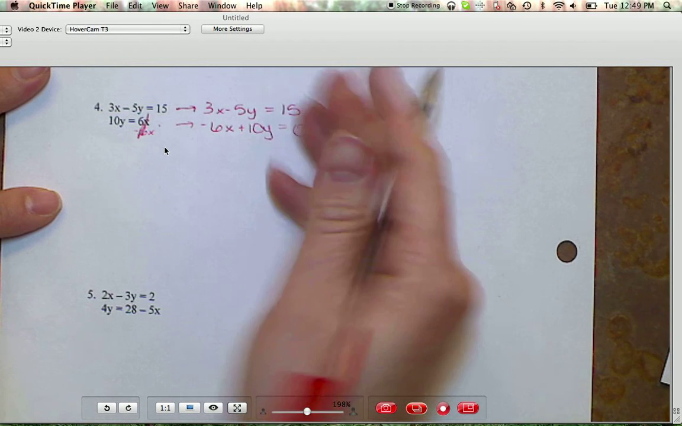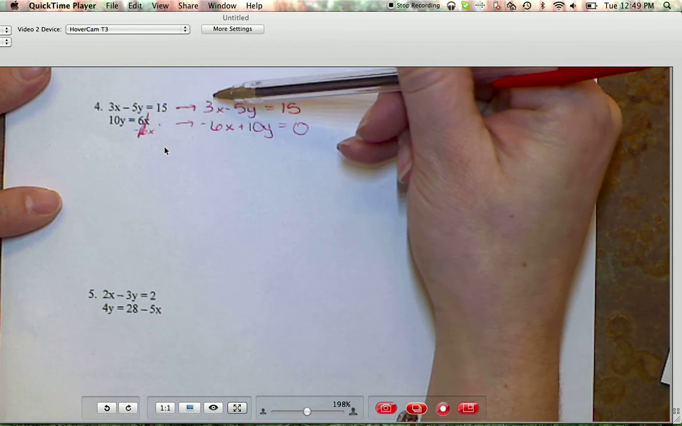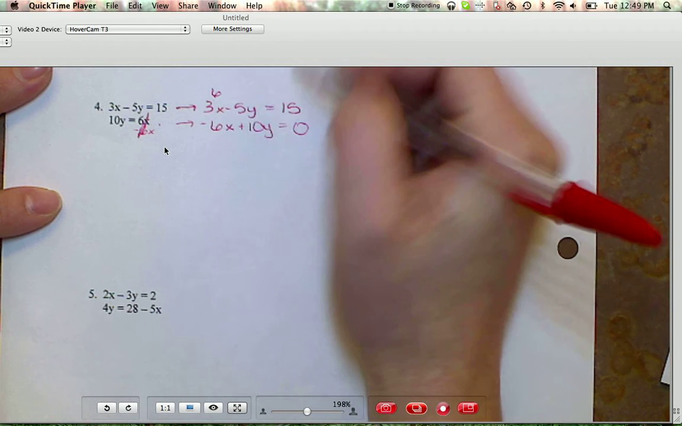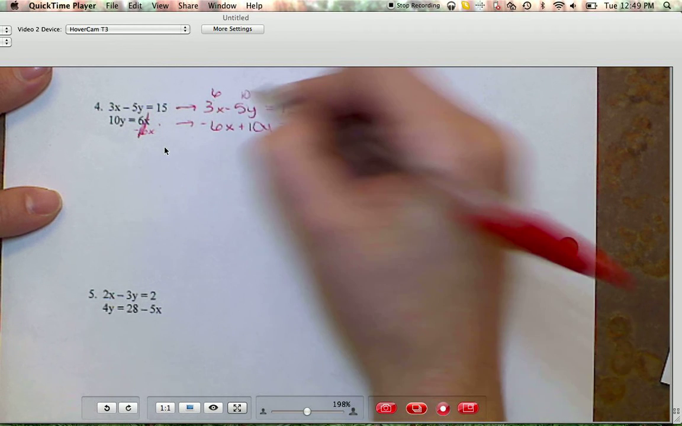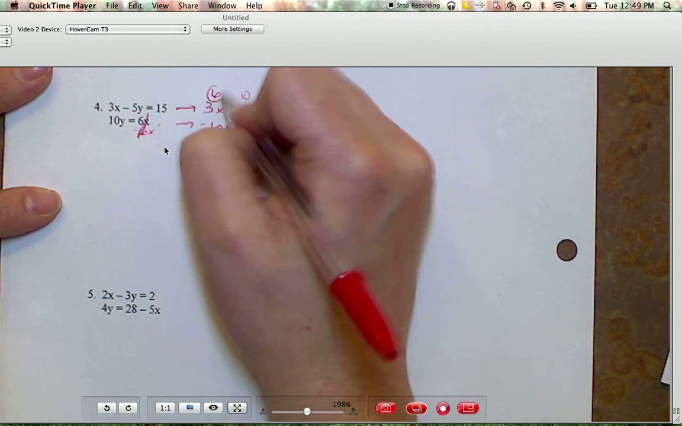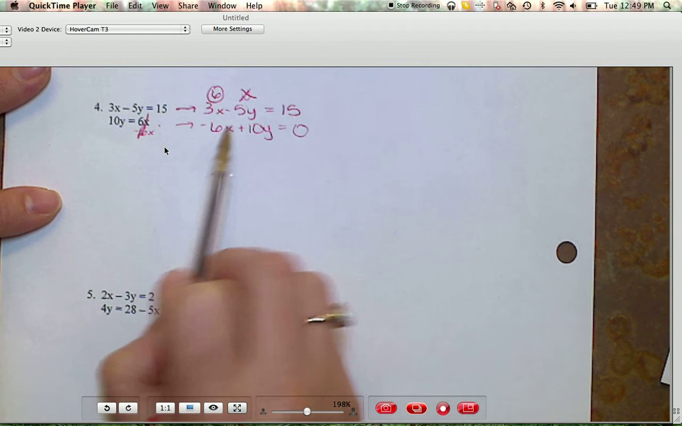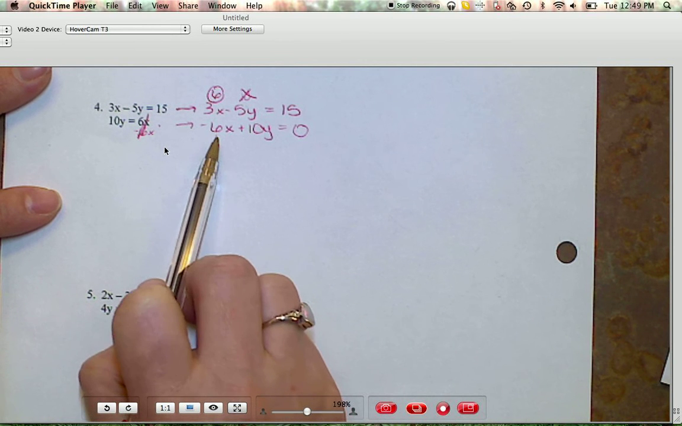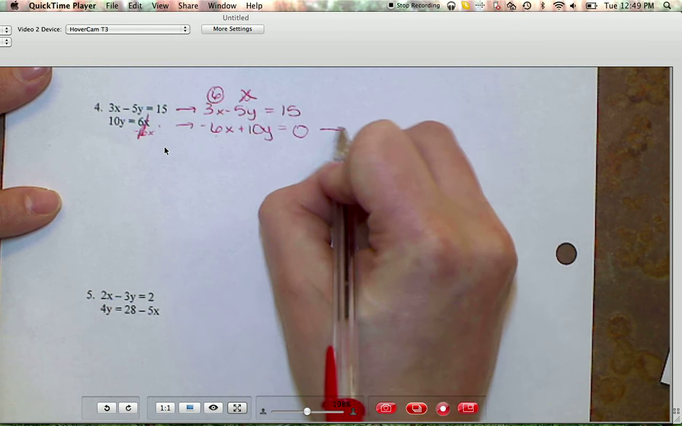Now we look at our two columns. 3 and 6 both go into 6. 5 and 10 both go into 10. I'm going to choose the smaller one as usual, and lucky for us, this one is already a -6. So we'll rewrite that one.